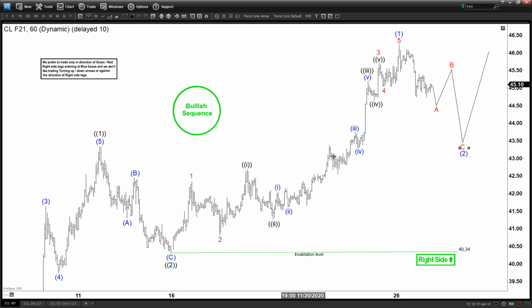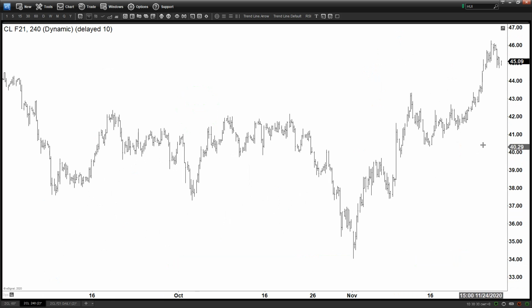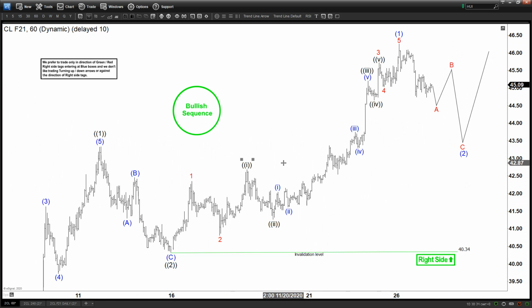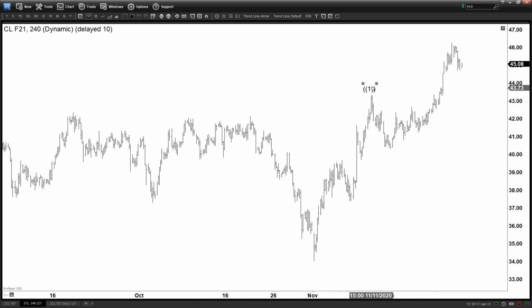Now let's take a look at a couple of things in the larger degree to give us more ideas here, also maybe alternate counts or something like that. So if we look at the 4-hour first, okay, this is the 4-hour chart here. So let's try to place the count that we saw here in the 1 hour in the 4-hour. So this will be a 1 and 2 here, right?